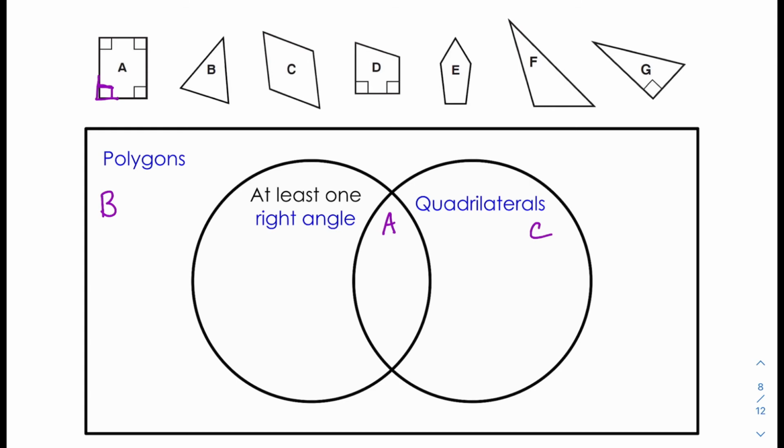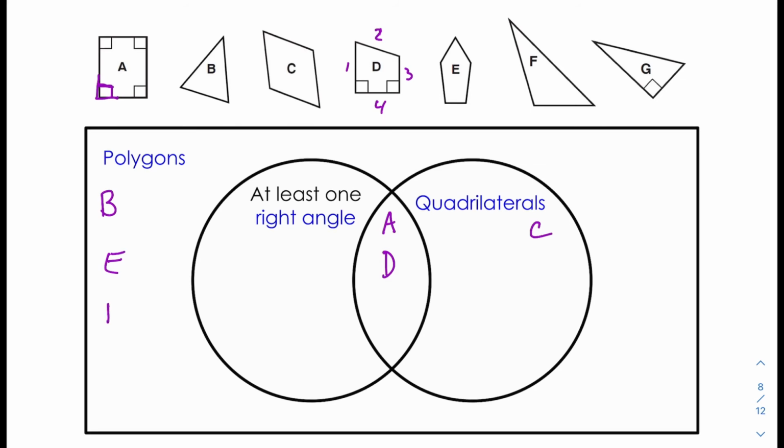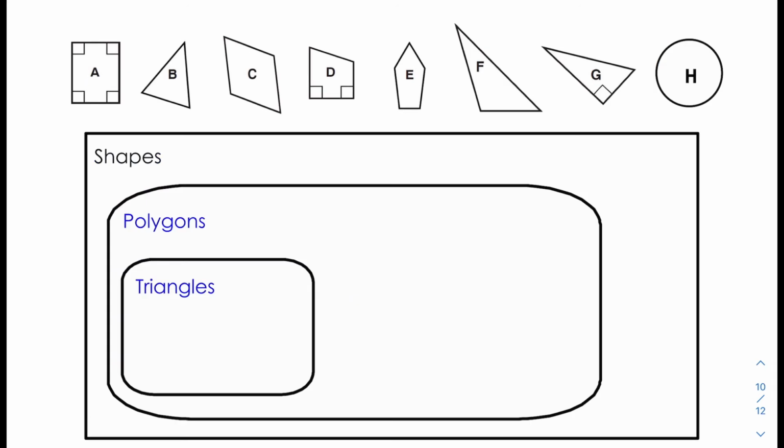D, if you count the sides, we have 1, 2, 3, 4, so it is a quadrilateral. It does have at least one right angle, so it would also go here in the middle. E is a five-sided shape, no right angles, and so it will go here in the polygon section. F also goes out here, and G has at least one right angle, but it's not a quadrilateral, so we will put it there.